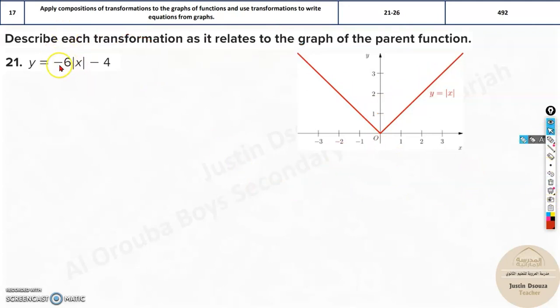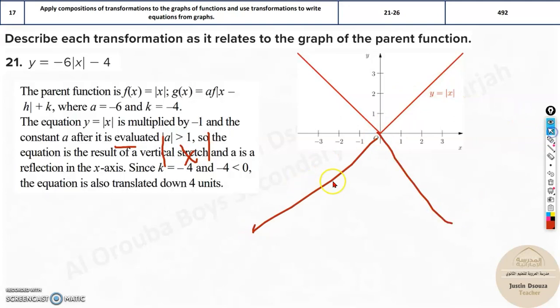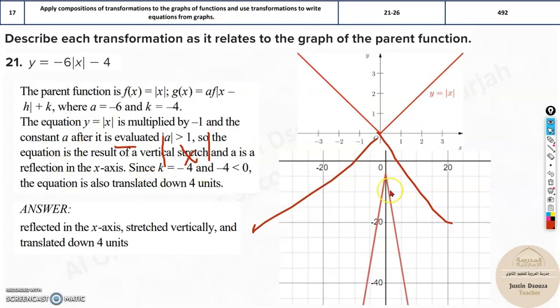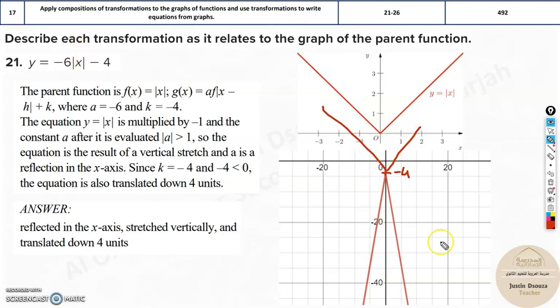But can you see this minus sign at the beginning? Whenever you have minus absolute x, this will reflect downwards. Now over here, ignore this for a while. Since it is minus, it will go downwards. And since it's minus 4, look over here, this is at minus 4. The starting point moved down. But since it's negative, it is going downwards.